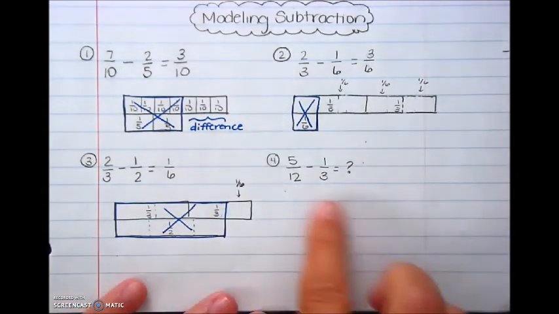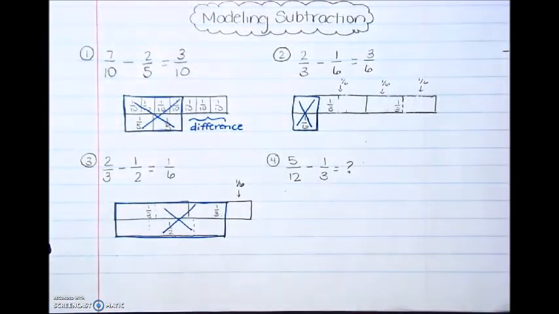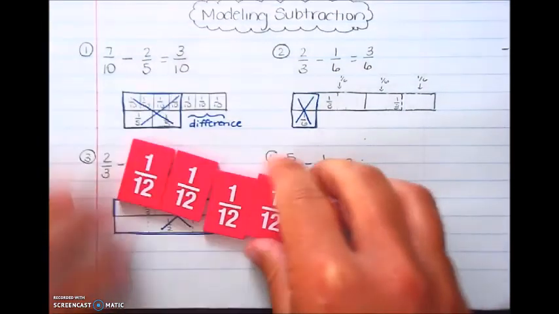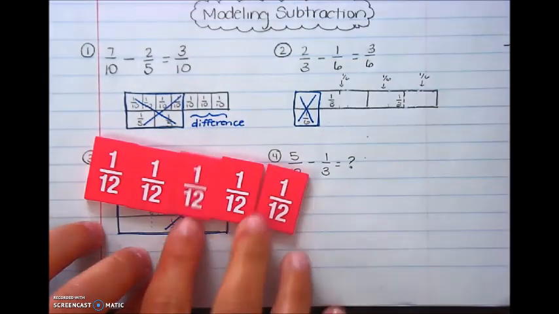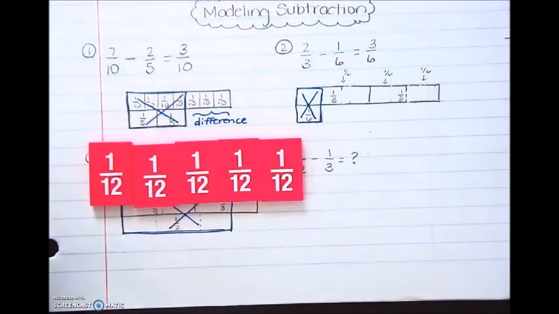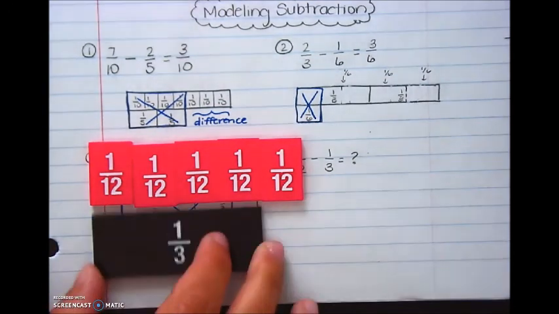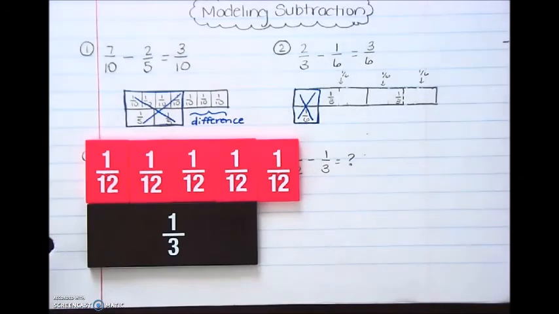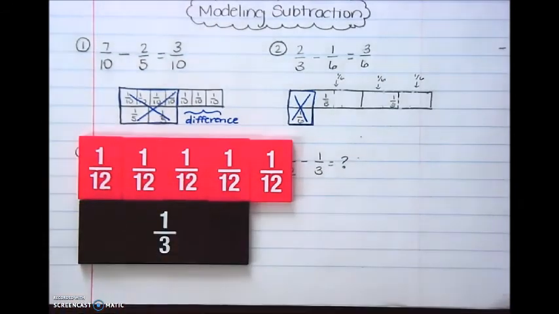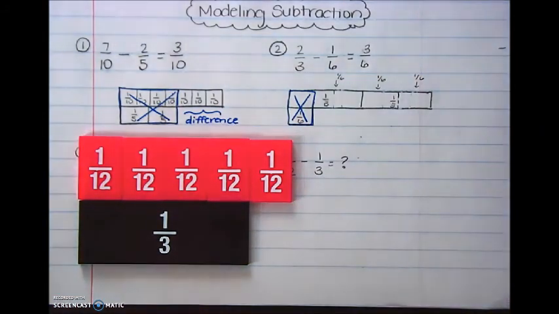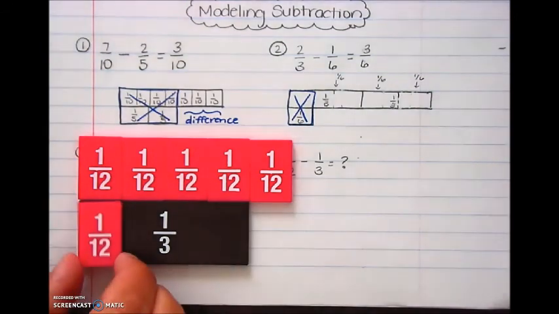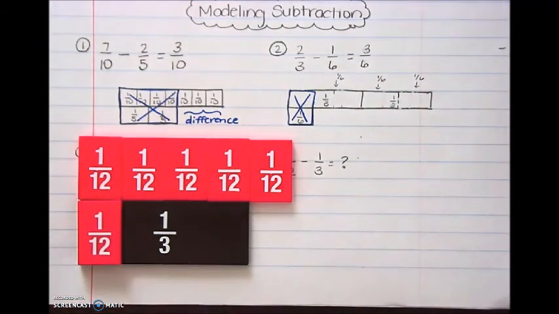All right, let's take a look at one more example. This time I'm going to have 5/12 minus 1/3. So I have 5/12 pieces that I'll put on my paper. These are tiny little slivers. Minus 1/3. Now this one, like the first one, lines up nice and perfectly. Now I could replace this 1/3 with 4/12 pieces.